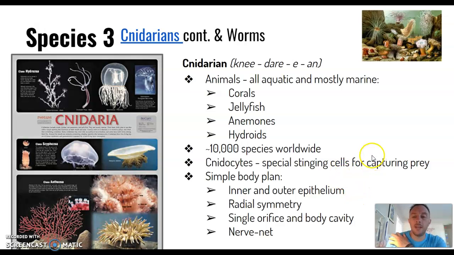So what goes in comes out. And then they have like a nerve net, but they don't have a centralized nervous system that processes information. They have a bunch of nerves. Each nerve kind of goes, hey, and that's about it.